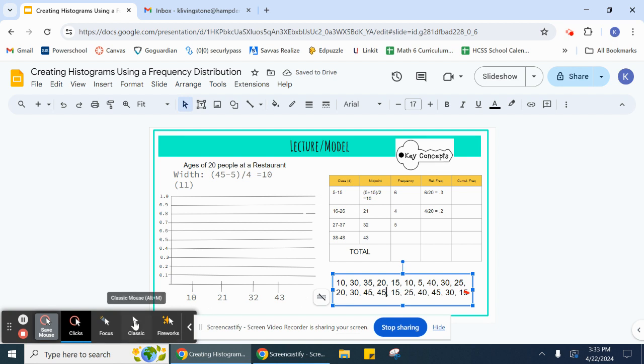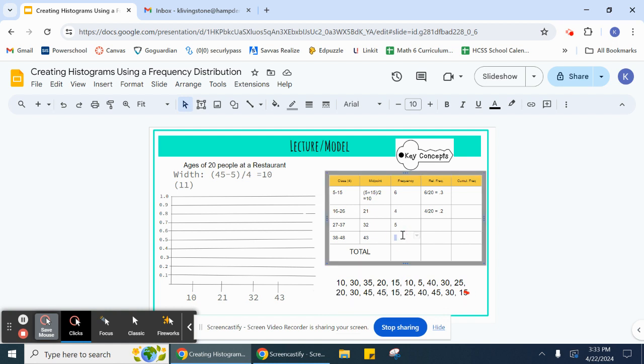Okay, so we have 6 and 4 is 10, plus 5 is 15. So in theory, this last class should be 5. Let's see. From 38 to 48, we have 1, 2, 3, 4, 5. And then 5. So those are both 5. So 5 out of 20 is 0.25.